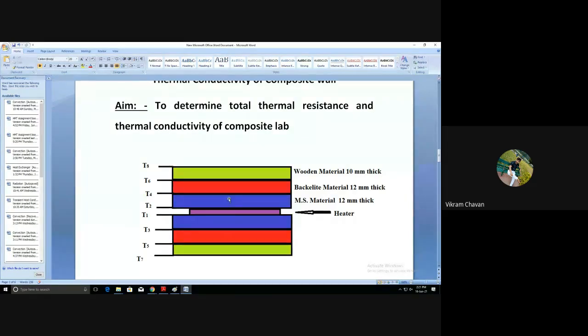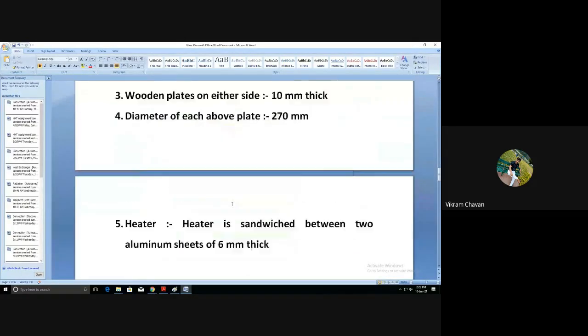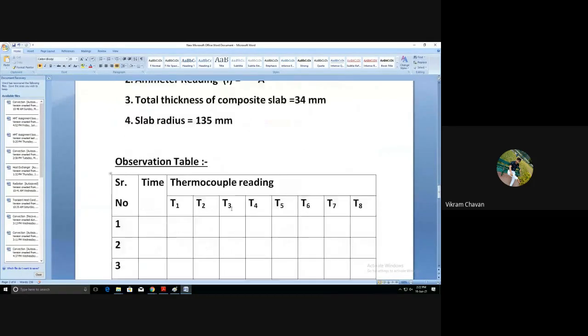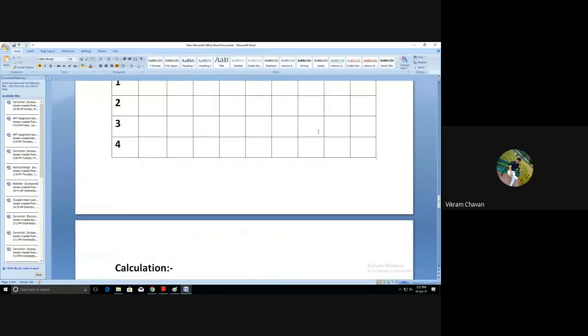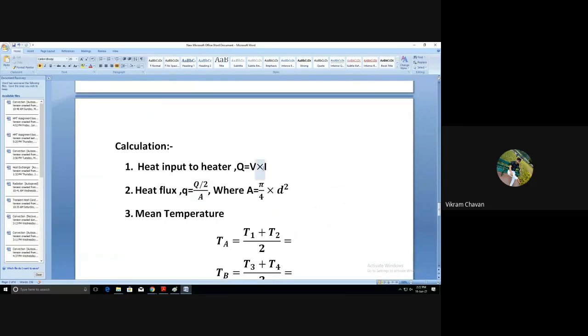If in further calculation you consider only one of the slabs, or one composite wall, then also no issue. But here we have taken both composite slabs, so we have taken readings for the 8 thermocouples. Next, according to this heat flux transferred in the upward or downward direction, we know that heat flux is nothing but heat transfer rate per unit area. Now the one side heat transfer rate is Q by 2.